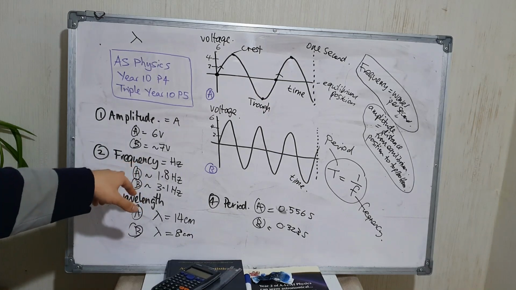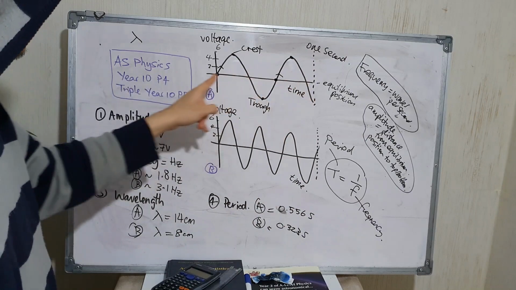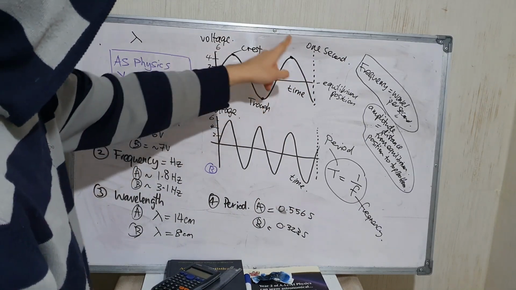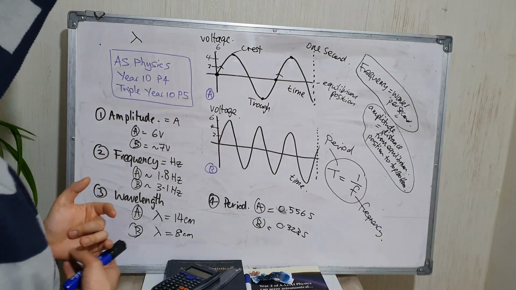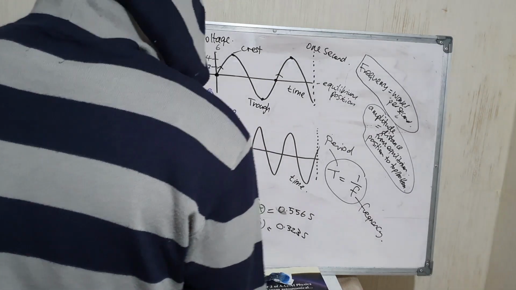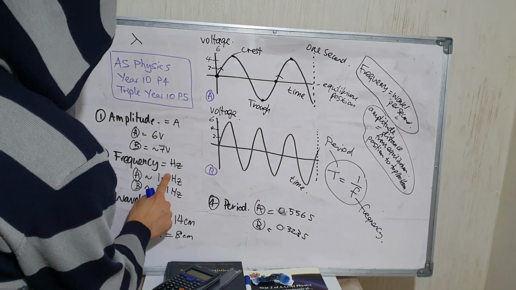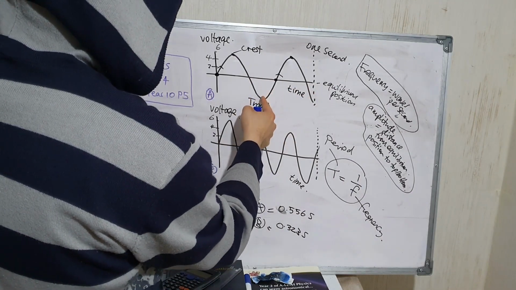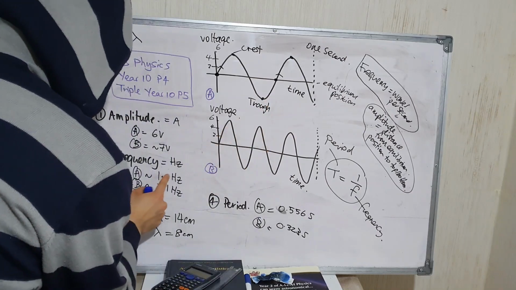Frequency is how many waves there are per second. So in 1 second, how many waves are there? Here there's 1 wave. Here's half of the wave, and it's more than 1.5. Oh, hold on. That should be 7. Should I make that 7? Oh, that should be 7. Hold on. Yeah, that should be about 7.